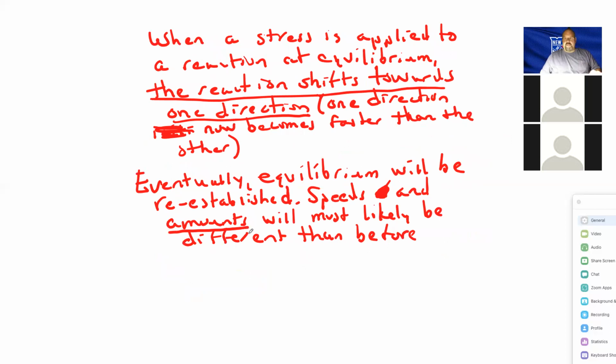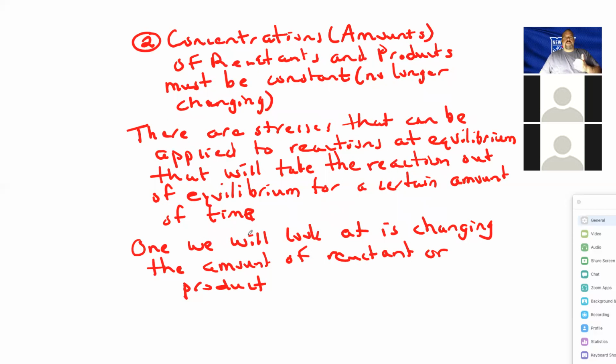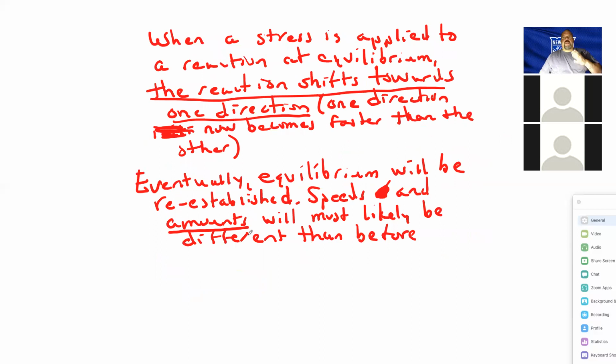Just to bottom line it, nice and simple. When we change the amount of reactant or product, you need to be able to tell how the reaction is going to shift, knowing that at some point equilibrium will be reestablished. But when that stress is applied, how does the reaction shift to counteract that stress? Or I should say, in response to that stress.